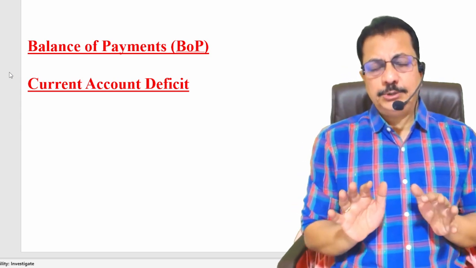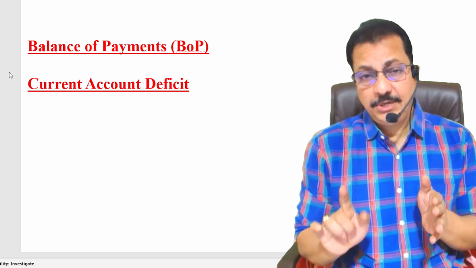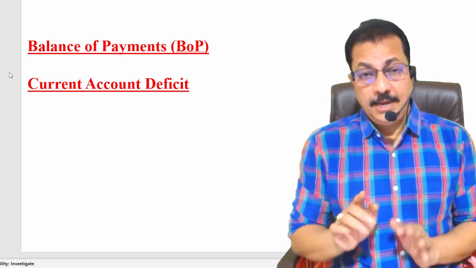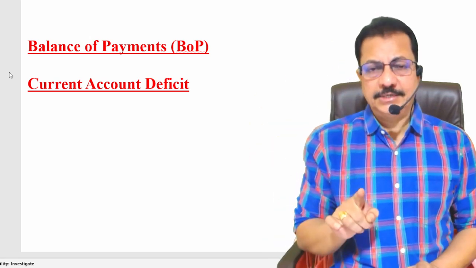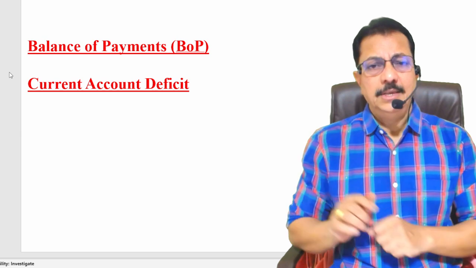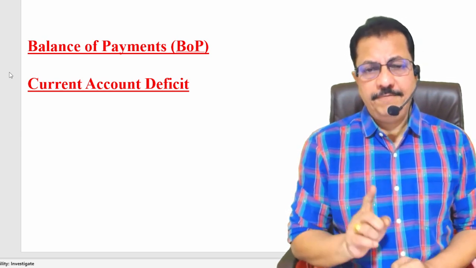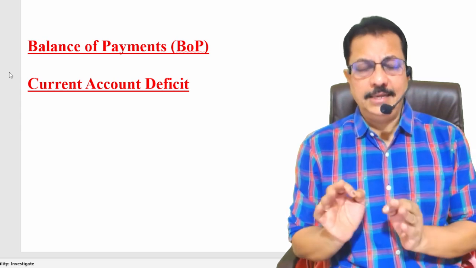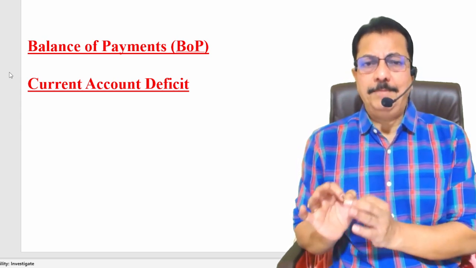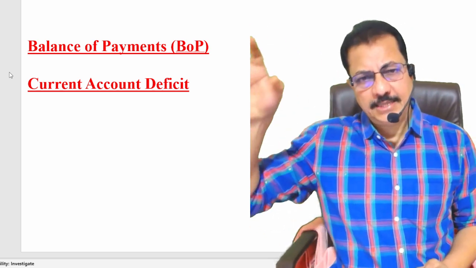So there is a difference between the current account and the capital account. In this session we are going to discuss the current account alone. In the next session we are going to discuss the capital account. The reason is that in the next session we are going to discuss FDI, foreign direct investment, and that is directly associated with the capital account. That is why these two aspects we will discuss in the next session.